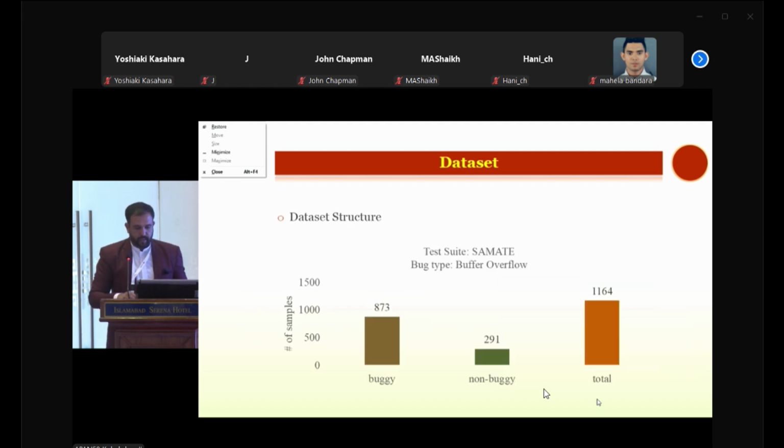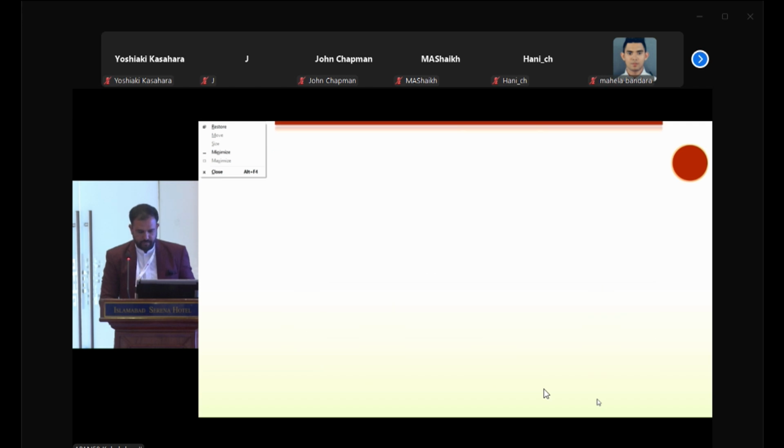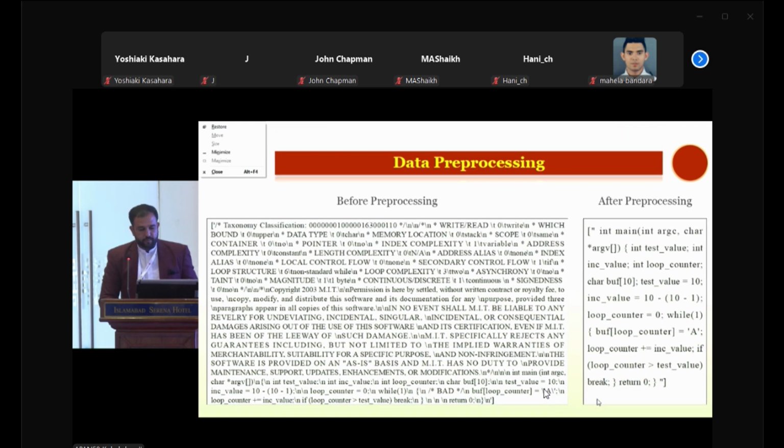This is the structure once we have finalized our dataset. We have a total of 1164 samples, of which 873 are buggy and 291 are non-buggy. Here we have data pre-processing. We can see the same sample in two forms. The first form is before pre-processing and the second form is after pre-processing, where we can see the relevant code well planned.